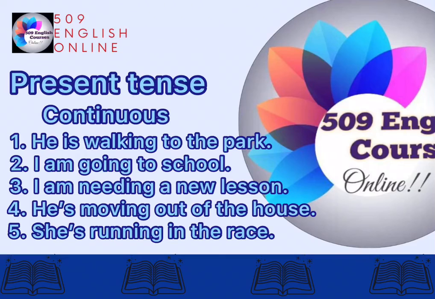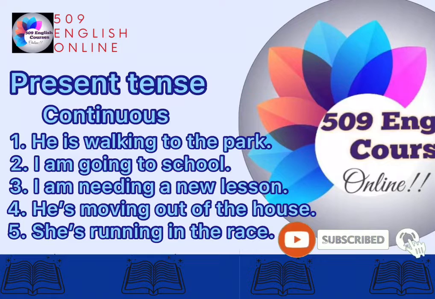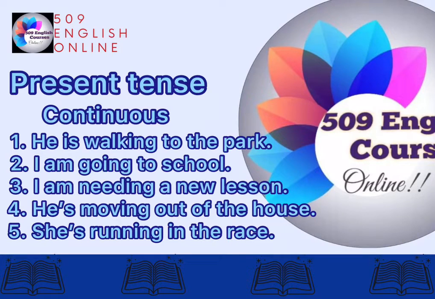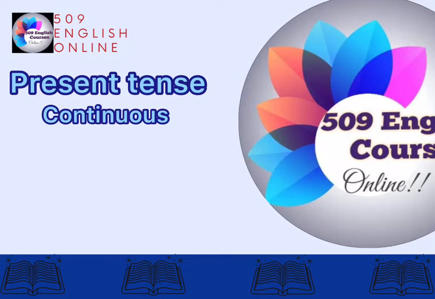He is walking to the park. I am going to school. I am needing a new lesson. He's moving out of the house. She's running in the race. As you guys can see, in these sentences, all the verbs have one thing in common. They all ended with the ing, and that means the present continuous. Okay, guys? That's what it means. So if you're ever doing the present continuous, make sure you have ing at the end of your verb.